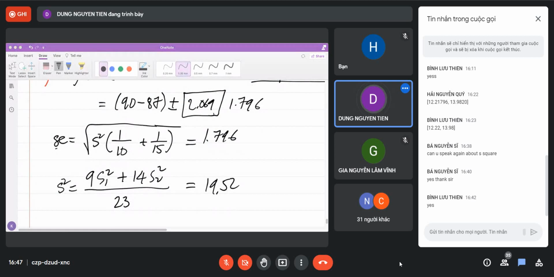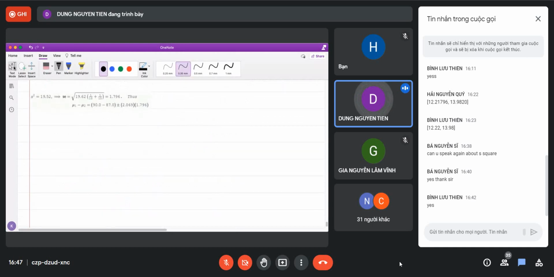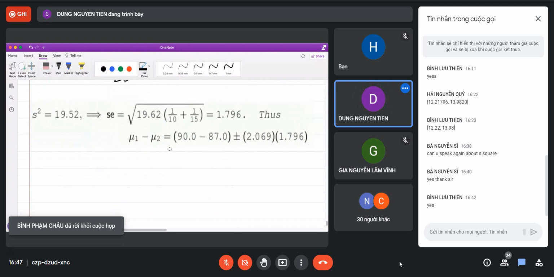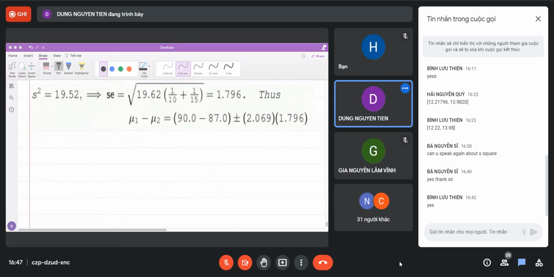So here is the final solution that you can get. Is this okay? Is this all right, everyone? Is this good? Okay. Is this clear?